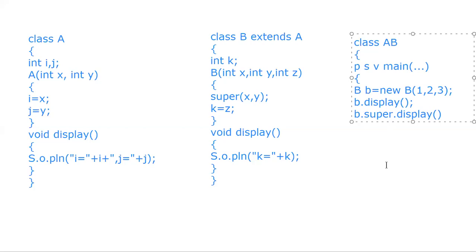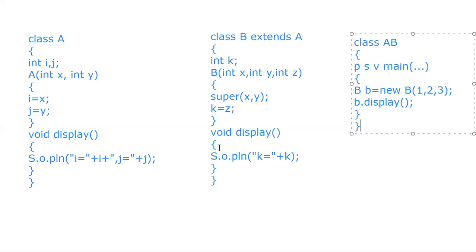Or even I cannot take it as super.display. Again, it reports an error because AB is in no way connected. AB is a unique class which is not connected to any other classes. So AB does not hold a parent class, so it reports an error. One better way of invoking the parent class display, or the method which is hidden by the parent class, is calling it from the subclass itself.